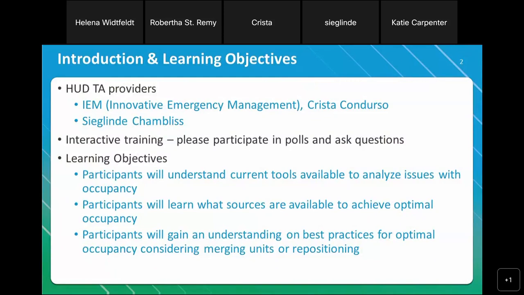This is an interactive training session, so please participate in the polls and ask as many questions as you feel you need to have answered. Our learning objectives for today are to understand the current tools available to analyze issues with current occupancy, learn the resources and sources available to achieve optimal occupancy, and gain an understanding of best practices for optimal occupancy, considering merging units or repositioning.